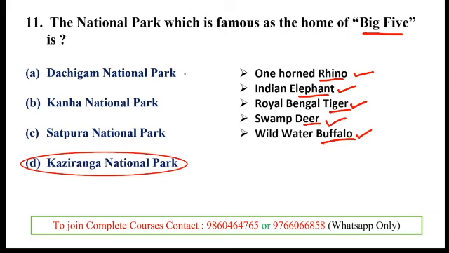And Dachigam National Park is in Jammu and Kashmir. Kanha National Park is also in Madhya Pradesh, and Satpura National Park is also in Madhya Pradesh. Clear?